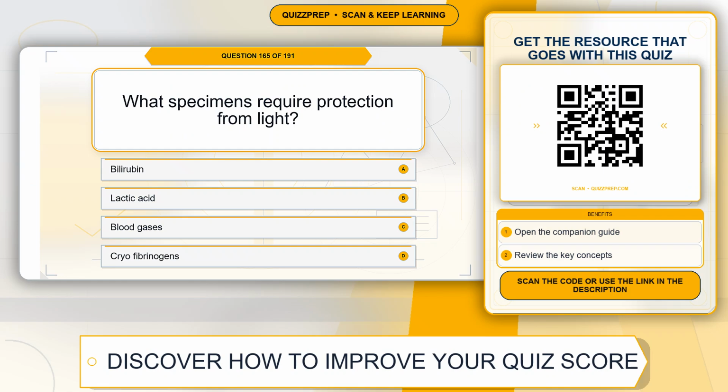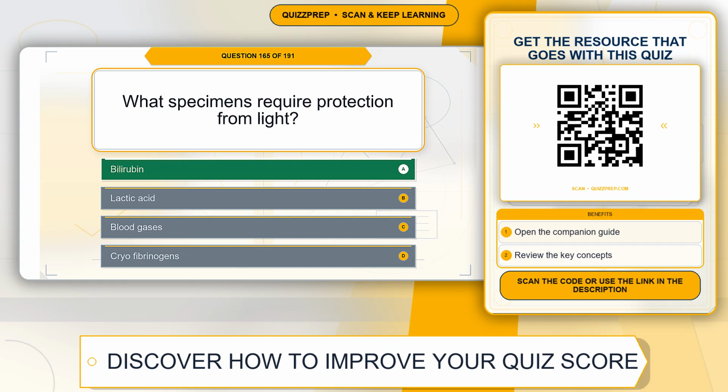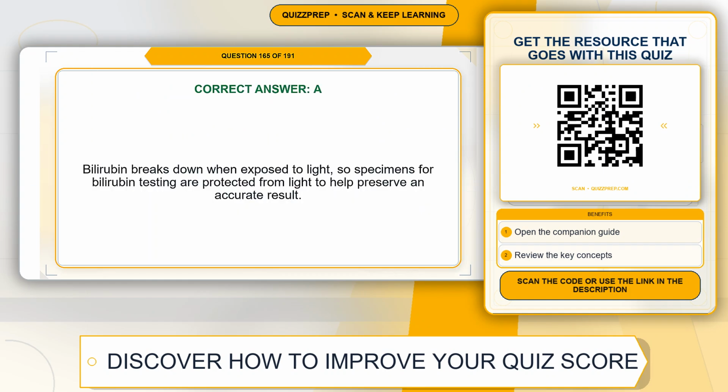Question 165. What specimens require protection from light? Option A, bilirubin. Option B, lactic acid. Option C, blood gases. Option D, cryofibrinogens. The correct answer is option A, bilirubin. Explanation. Bilirubin breaks down when exposed to light, so specimens for bilirubin testing are protected from light to help preserve an accurate result.